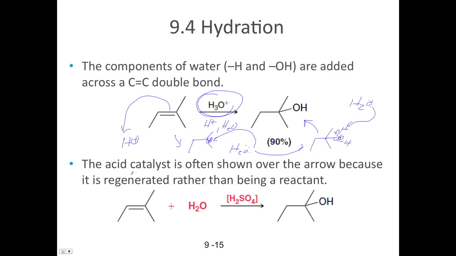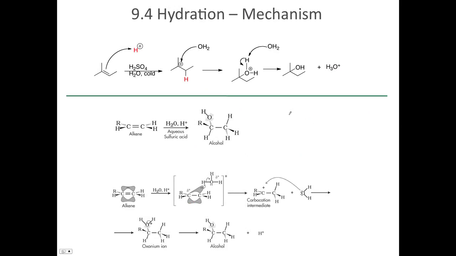All right. The acid catalyst is often shown over the arrow because it is regenerated rather than being a reactant. As we just showed here, we've regenerated H3O+. All right, nothing big there. Here's another, the non-insane way of drawing out this reaction mechanism, away from my crazy scribbles. All right, here is your hydration mechanism.